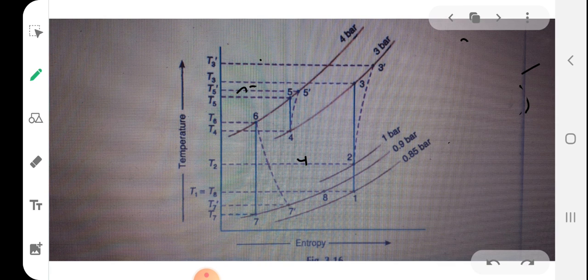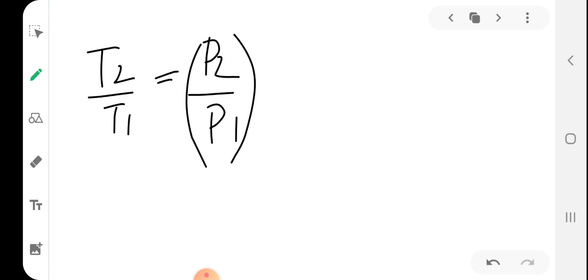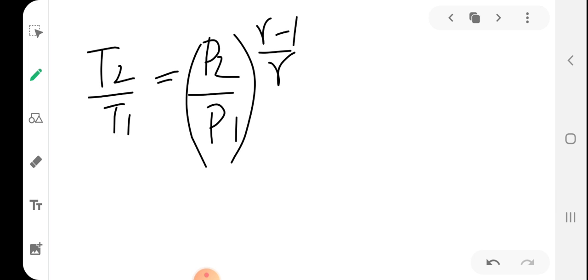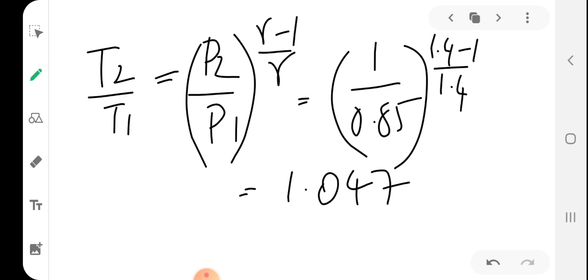Now, 1 to 2 is an isentropic process, right? Isentropic process or adiabatic process. So, for the adiabatic process, you can apply this equation: T2 by T1 equals P2 by P1 all raised to gamma minus 1 by gamma. P2 is 1 bar, P1 is 0.85, gamma is 1.4, so (1.4 minus 1) by 1.4. It will give you a value of 1.047. Okay.